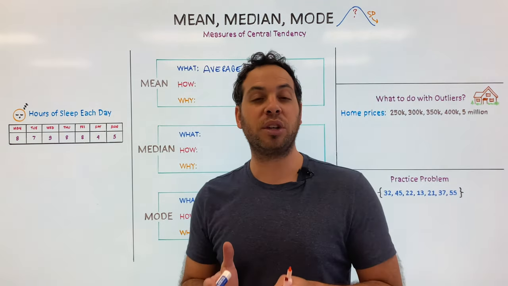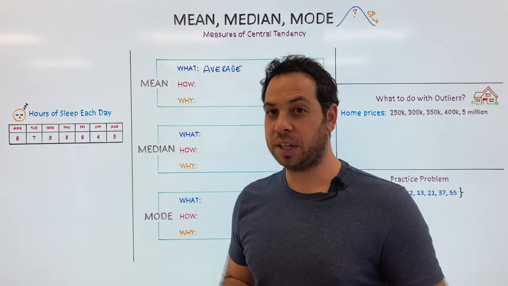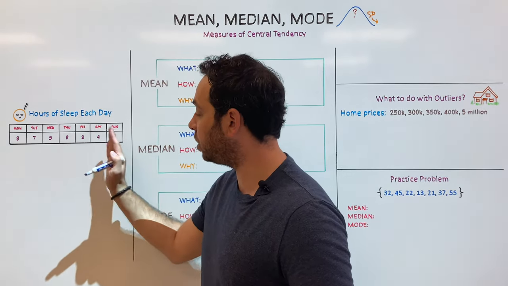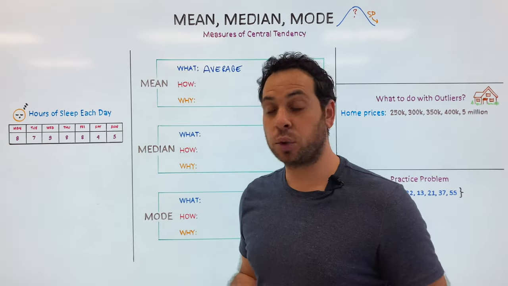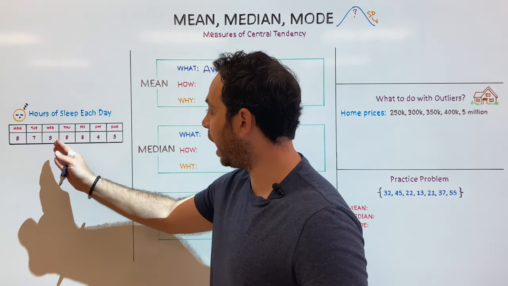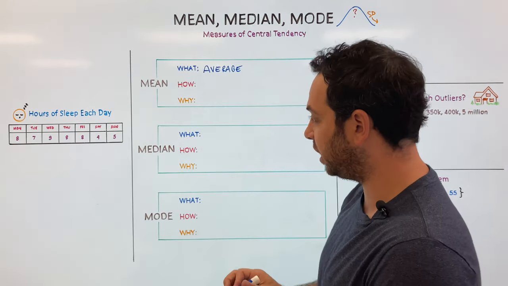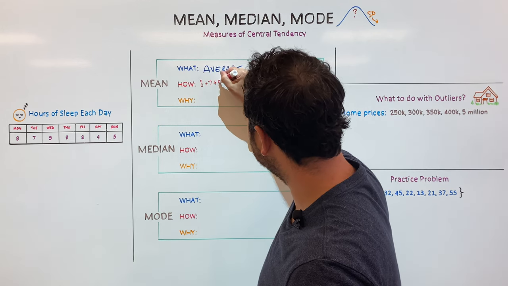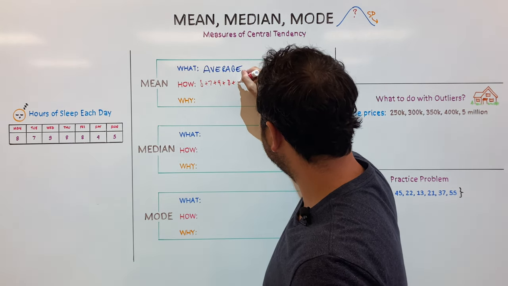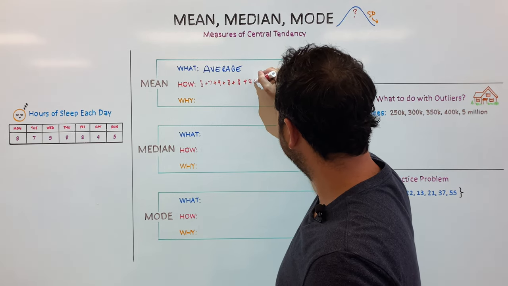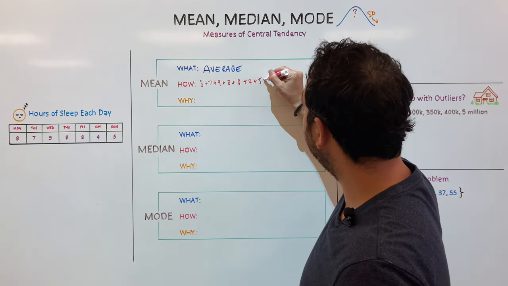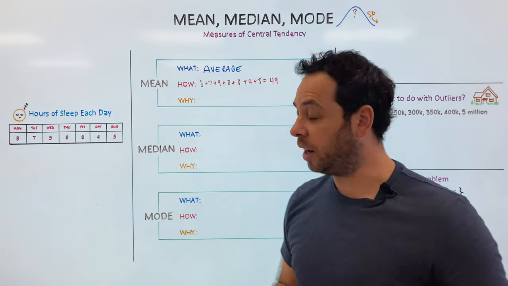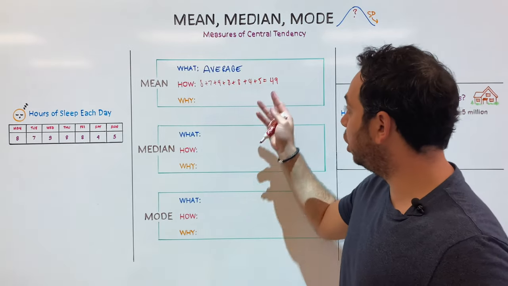Now, how do we calculate the mean? There's a two-step process. The first thing we do is we add up each individual data point. Each one represents a data point in our data set. So let's do that together: 8 + 7 + 9 + 8 + 8 + 4 + 5. All right, what does that equal? That's going to equal 49. That becomes our sum. So that's step one: add up each individual data point to get your sum.